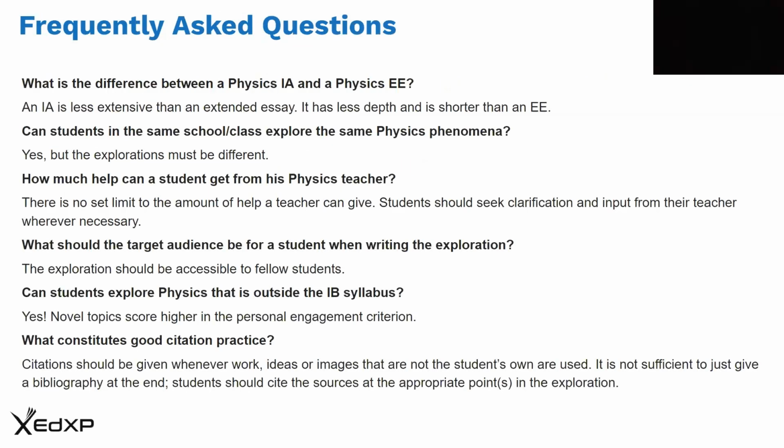Frequently asked questions. What is the difference between a physics IA and a physics EE? An IA is a less extensive report than the extended essay. It has less depth and is shorter than the EE. Can students in the same school or class explore the same physics phenomena? Yes, they can, but do note that your explorations must be different because plagiarism is not allowed, and they must be very clear that the data that both you cite is different.